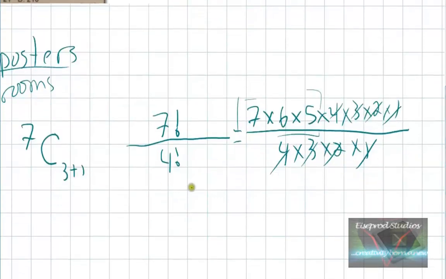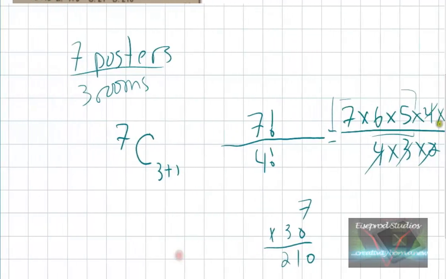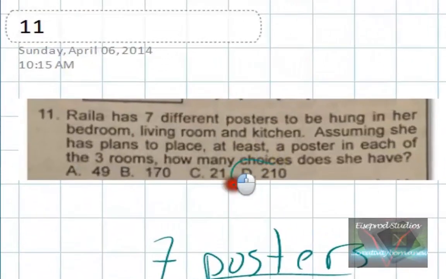So let's figure out what that is. 6 times 5 is 30. So 7 times 30. Well, we'd put the 0 down, and then 3 times 7 is 21, so we'd have 210. 210 options.